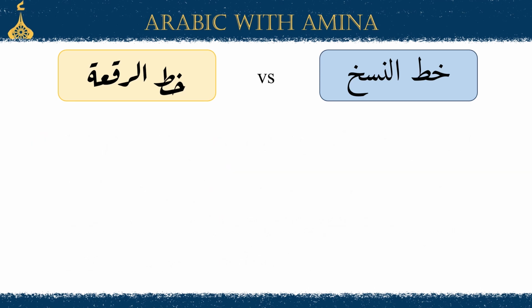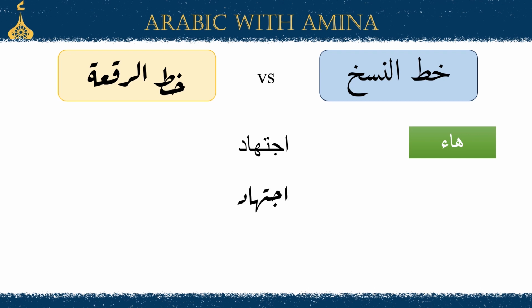Another distinction between the two fonts is when writing the letter Ha, such as in the word ijtihad. In Naskh, the letter Ha in the middle of a word takes one form, while in Reqaa, it appears differently. Personally, I write it in yet another way. I write it like this. So this is how you would find the letter Ha in the beginning of a word, but it's also just how I write it in the middle of a word.